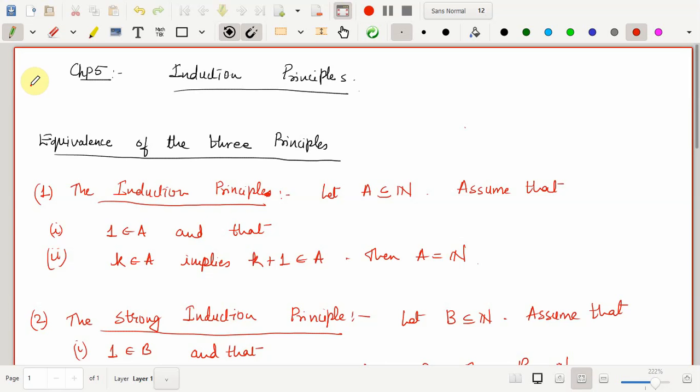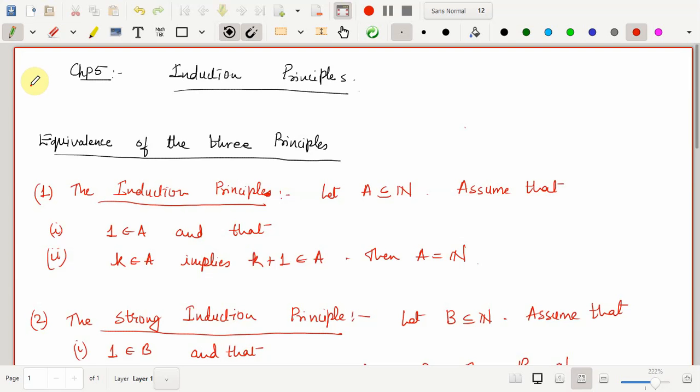In this lecture, we will discuss the equivalence of three popular principles. So the first principle is called the induction principle. In this principle, we claim that a subset of the natural numbers, if it satisfies two hypotheses, then it is the set of natural numbers itself.